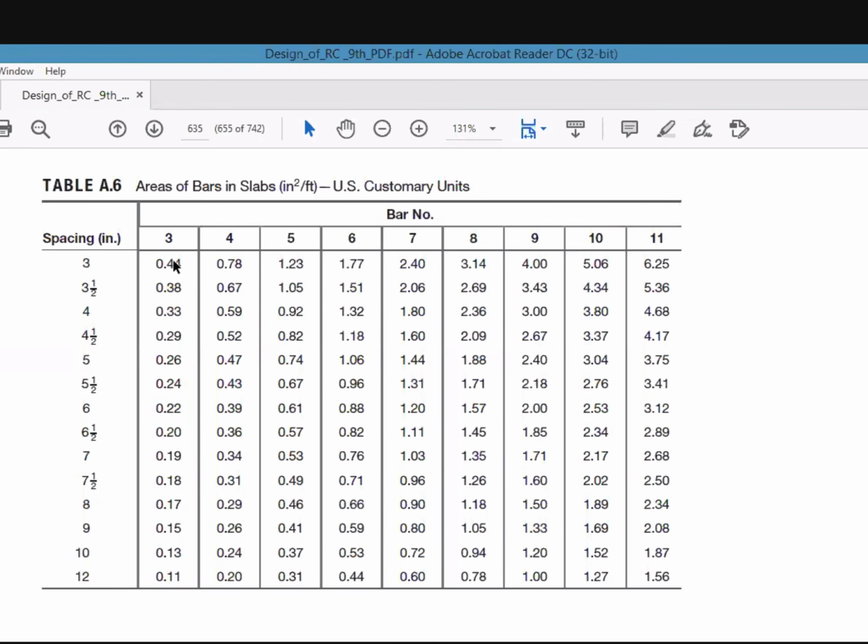In slabs, 90% of the time, the main steel is number 4. Number 4, that's the steel we pick. So what is close to 0.24? Oh, I have 0.24. Look at that. It doesn't have that often, but you have the number. So you need number 4. See that? Bar number 4 at 10-inch spacing will give you 0.24 inches. Is that clear? Any question?